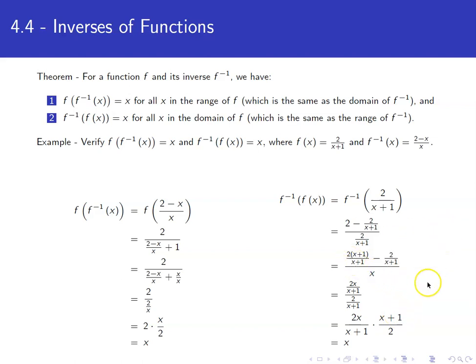All right, when we simplify the top, if we distribute the 2 through, we get 2x plus 2, and then we'll get a minus 2. So on top, we get the fraction 2x over x plus 1. And on bottom, like I mentioned, we'll have the 2 over x plus 1. Dividing by a fraction is the same as multiplying by the reciprocal, so we have 2x over x plus 1 times x plus 1 over 2, and that simplifies to x.